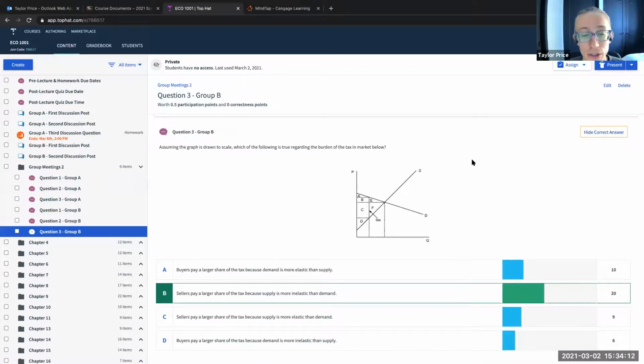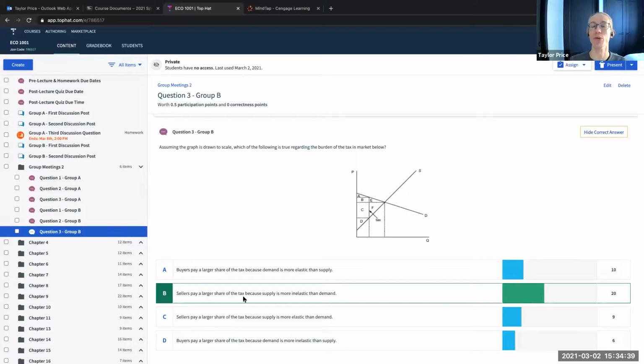So that's exactly correct. In this instance, sellers are going to pay a larger share of the tax because supply is more inelastic than demand. This is not going to be true all the time, because occasionally the graph might not match. We did that once on one midterm, but I'm pretty sure we're not going to do that, where we drew the graph to not match.